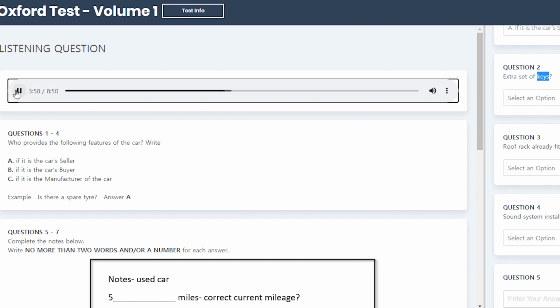Well, new cars these days are only ever sold with one set of keys, and that's what there is with this car. If you want a spare set, you'll have to get them made.